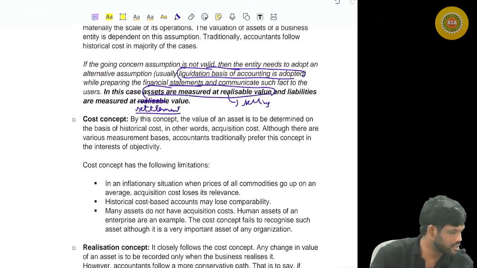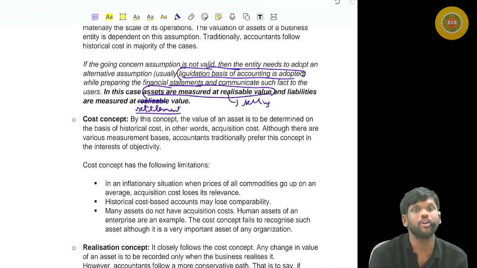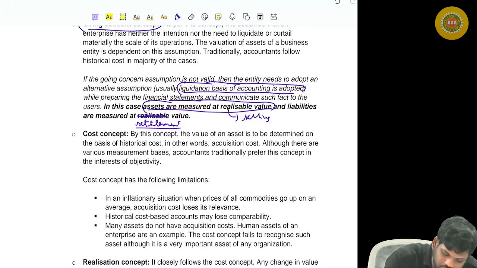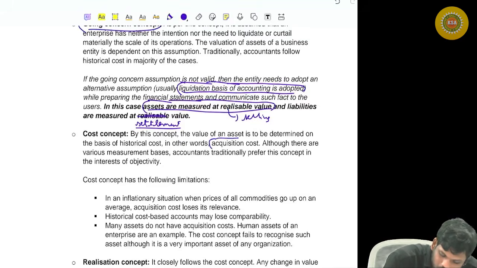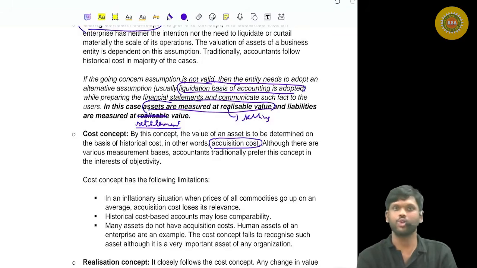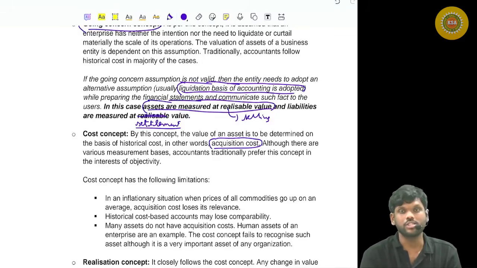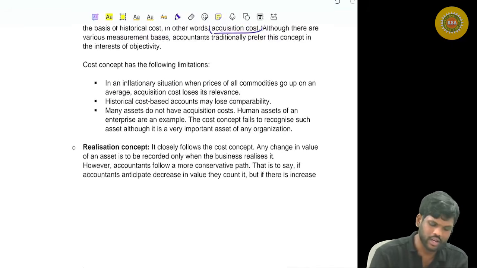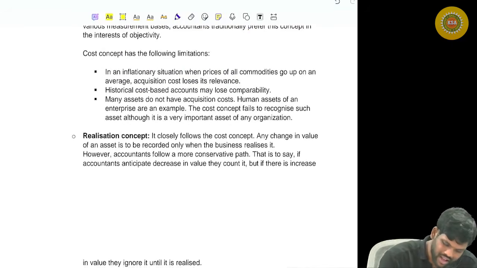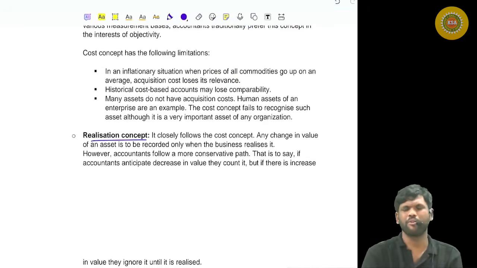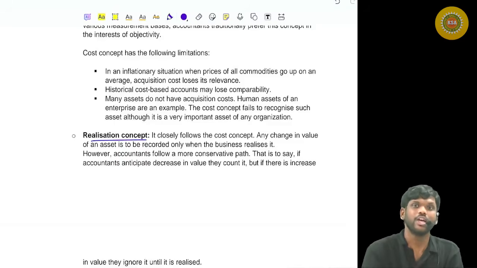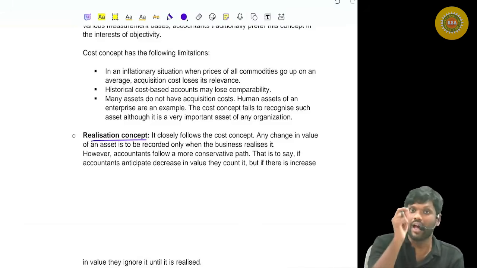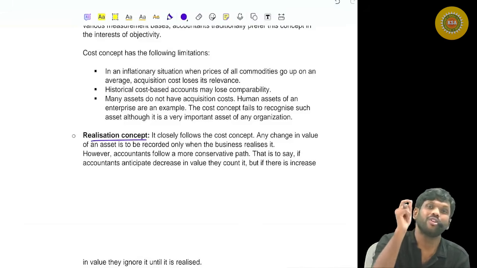Cost concept is simple. Cost concept says that all the assets should be recorded at their acquisition cost. Acquisition cost means the cost at which we acquired those assets. So cost concept says all the assets should be recorded at their historical cost. Then we have a realization concept, not really very important. Realization concept says that you can record an asset value change only if you realize that.